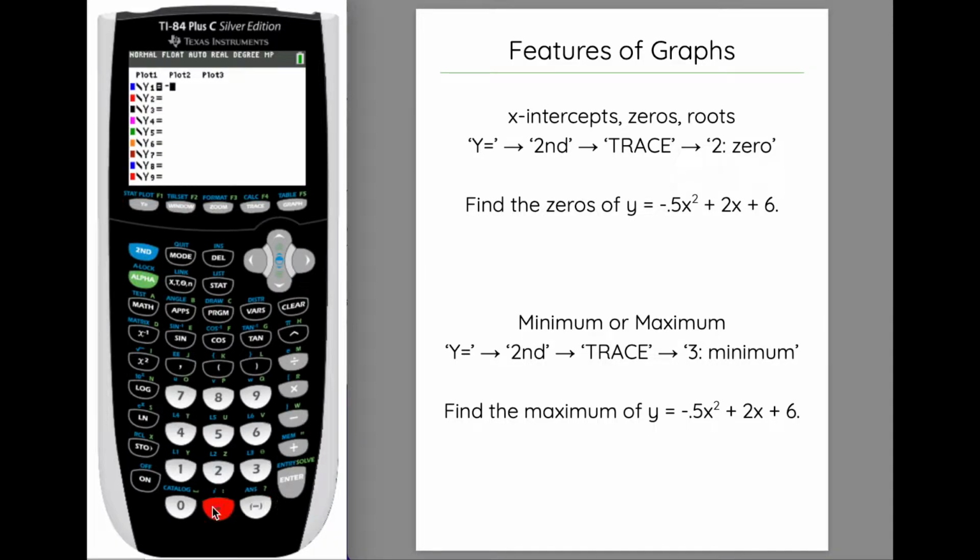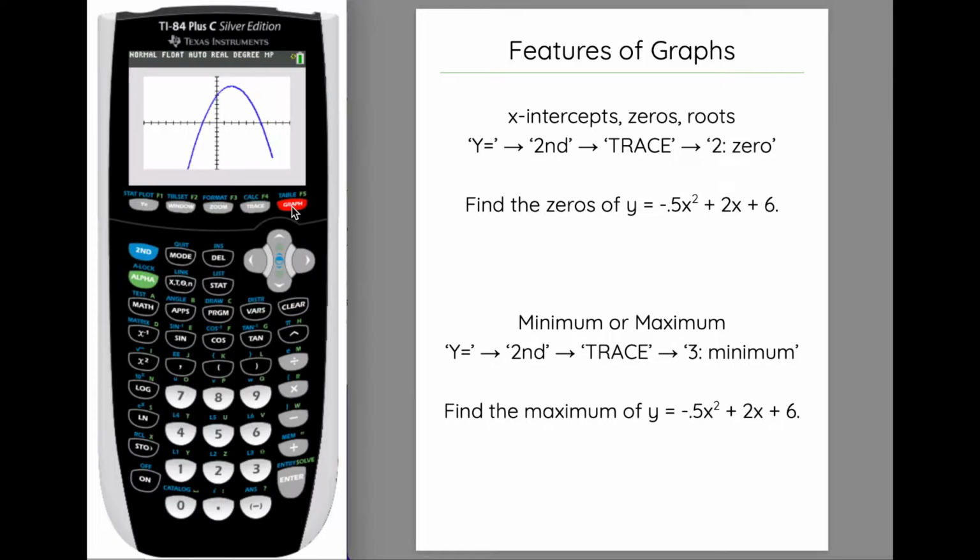So it's -0.5, x is here. I want to square the x, I use this button, plus 2x again, plus 6. And when I graph this, I should get a parabola opening downwards. And it's asking us to find the zeros.